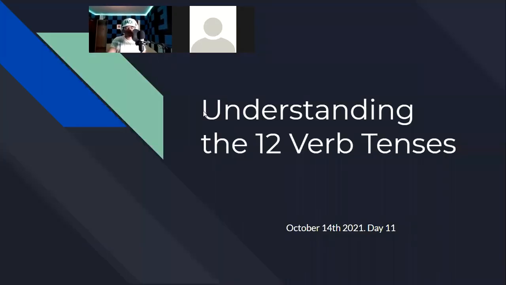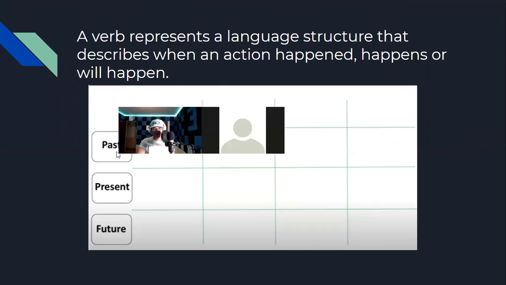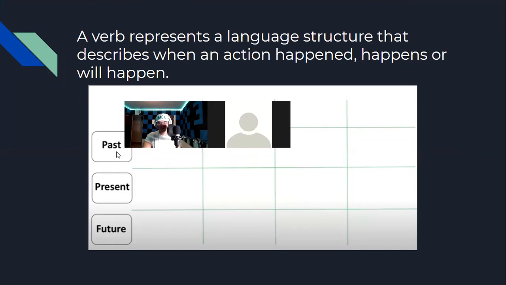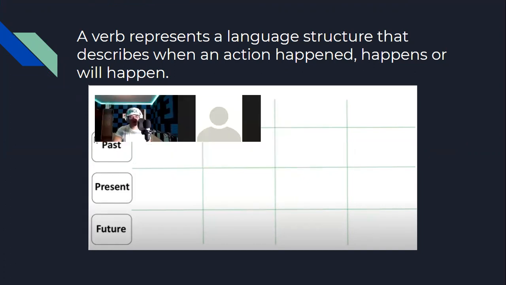Congratulations to you who have stayed in the course. This is understanding the 12 verb tenses. Like I said, a verb represents a language. This should be something else. This should be linguistic. You see, I even messed up. A verb represents a linguistic structure that describes when an action happened, happens, or will happen.